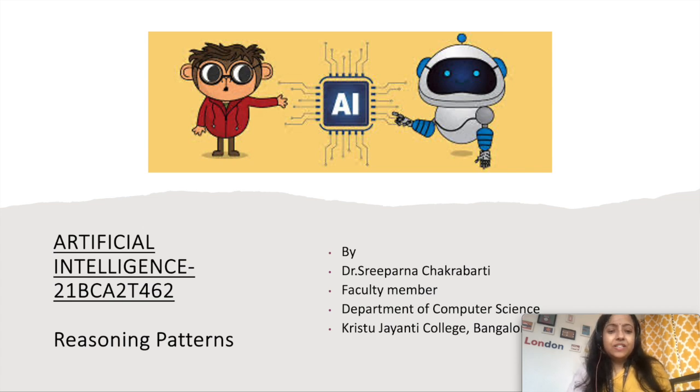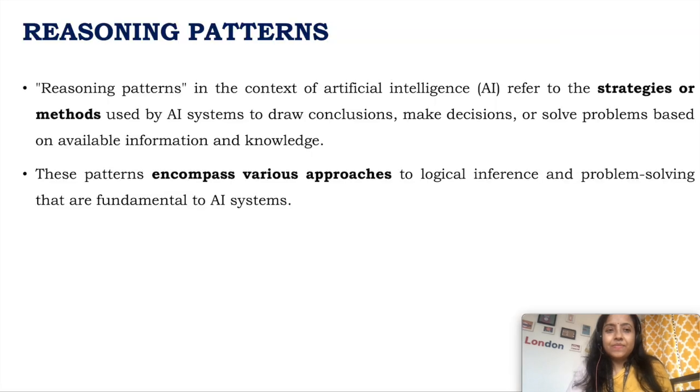Hello students, today we will discuss the reasoning patterns under artificial intelligence. Reasoning patterns in the context of artificial intelligence refer to the strategies or methods used by AI systems to draw conclusions, make decisions, or solve problems based on available information and knowledge. These patterns encompass various approaches to logical inference and problem solving that are fundamental to AI systems.